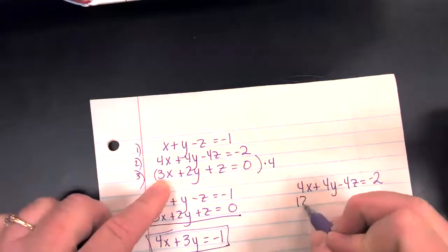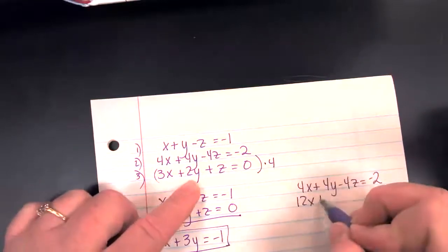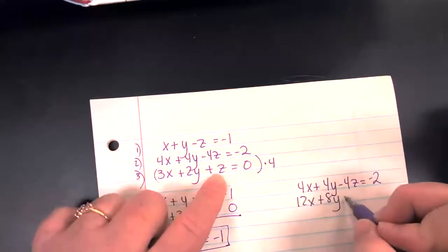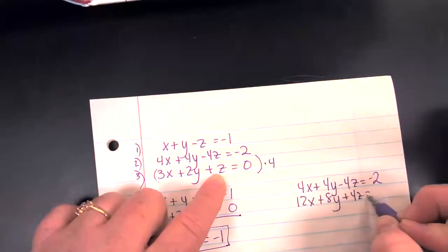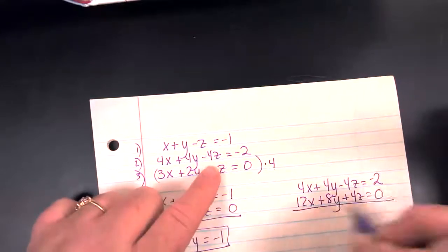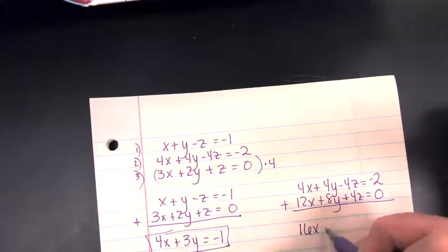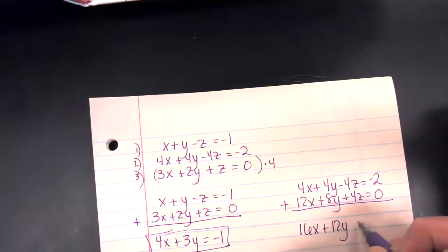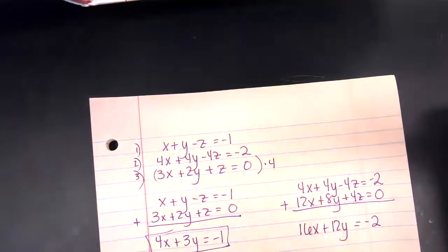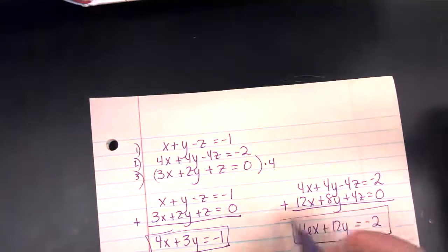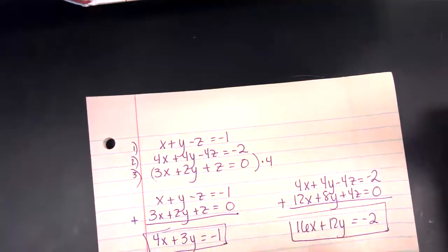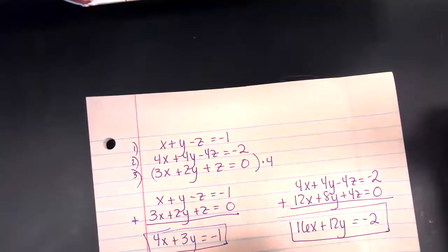4 times 3 is 12. 4 times 2 is 8. 4 times z is 4z. And this would be a 0. All right, add them up. This would be 16x plus 12y equals a negative 2. Okay. Do I have x, y? Yep, now put it together.